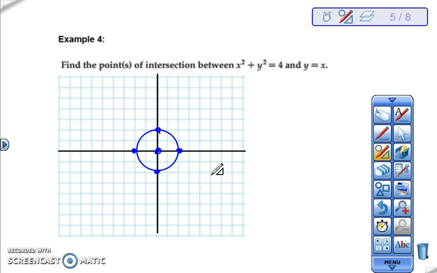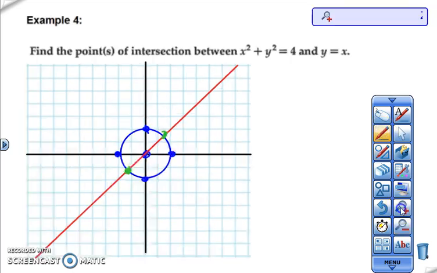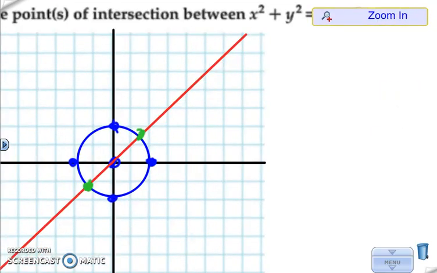And then I am going to draw the line y equals x, which has an intercept of 0 and a slope of 1. It's going to look like that. And we'll notice that there are 2 points of intersection here. So in order to find those coordinates, we're going to need to solve this like a system of equations.